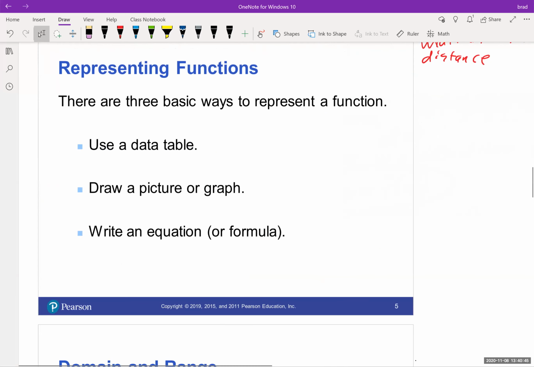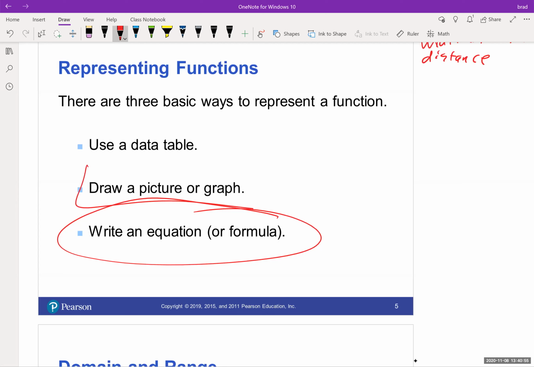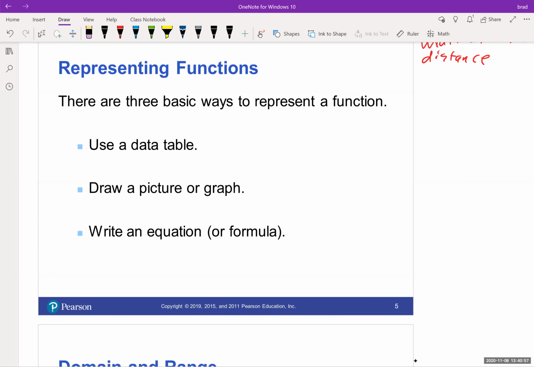Okay. So representing functions, there are three basic ways to represent a function. You can use a data table, draw a picture or a graph, and write an equation or formula. This is the one we use a lot in algebra, but graphs come up huge in algebra classes as well. A lot of times we do use tables in the beginning stages of graphing functions, and then later on we kind of progress to transformations and things like that and memorizing a library of functions. So the data table kind of starts to fall off.